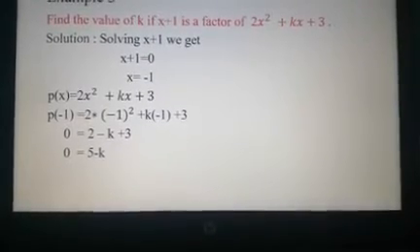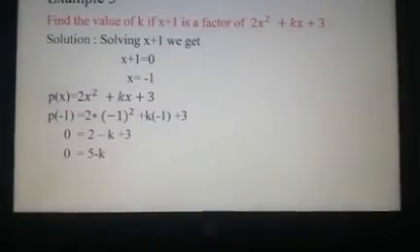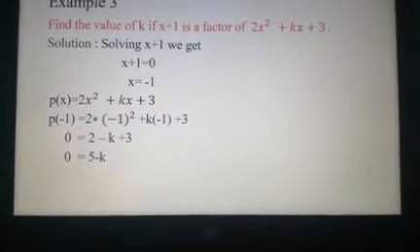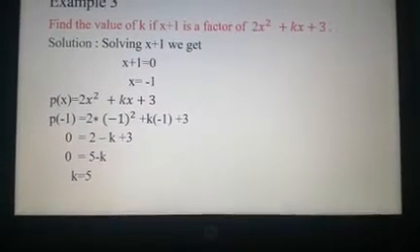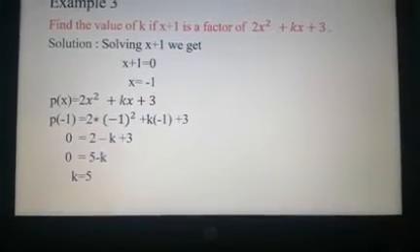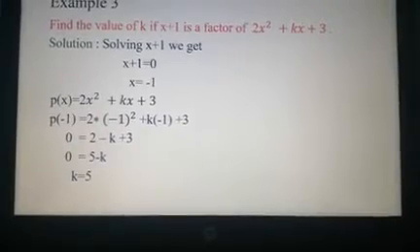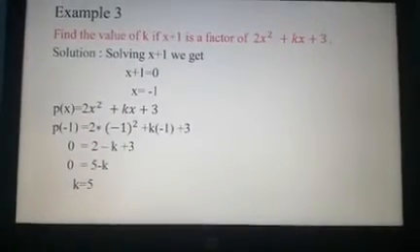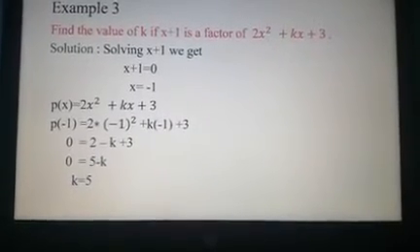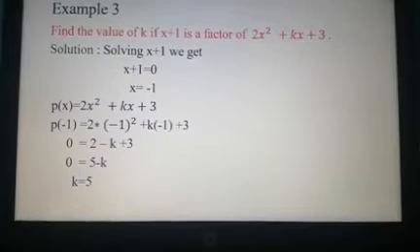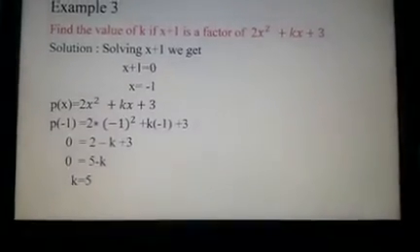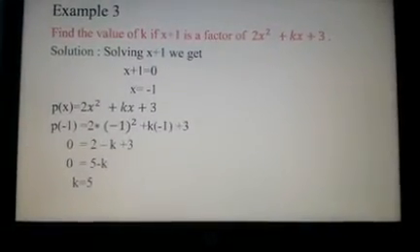Okay. So now 0 is equal to 2 plus 3 is 5. So 5 minus k. It is very simple. So solving that, 5 minus k. Shift k this side. So it becomes plus k. So k is equal to 5. So the value of k here is 5. It is very easy to find the value of k if one of the factors is given to you. So this is about applying the factor theorem.